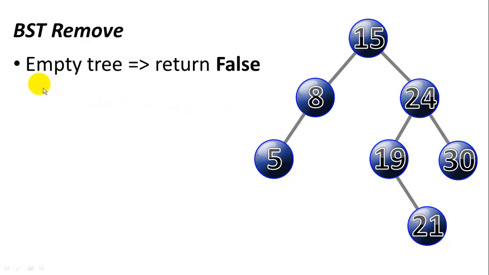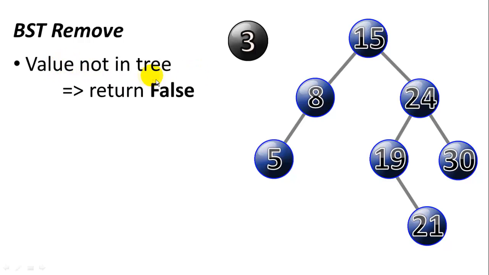Let's say someone wants to remove a value from an empty tree. We are just going to return false. And if the value is not in the tree, for instance if someone wants to remove a 3 from this tree, we can see there's no 3 in the tree. We just return false, because we're not able to remove that value from the tree.